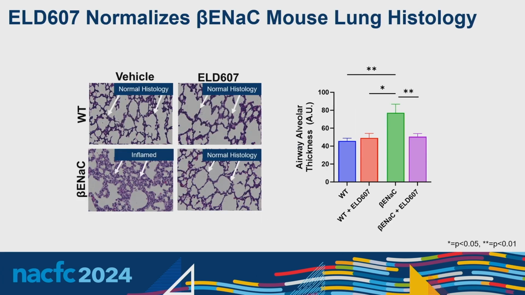We next took lungs for histology, initially stained them with H&E to look at airway alveolar thickness to look for inflammation. And if you see in the bottom left panel, beta-ENaC mice have increased airway thickness, leading to increased inflammation. However, after treatment with ELD-607, there was significant reduction of this airway alveolar thickness. And these lungs were normalized to levels that you see in the wild-type mice as well.